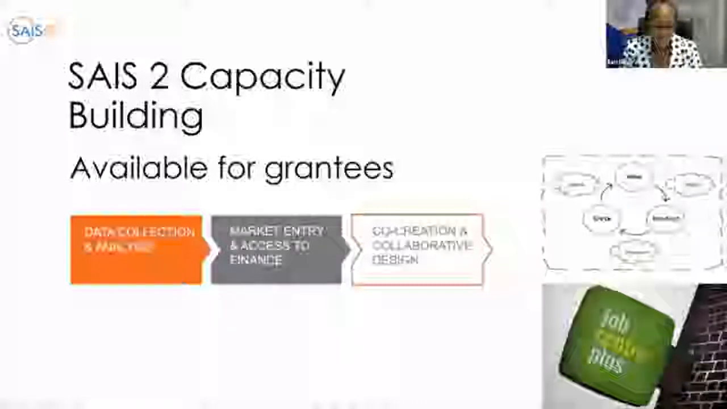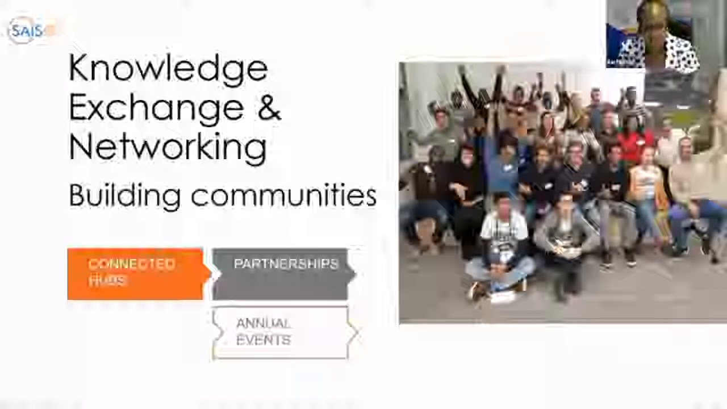The third mechanism SAIS 2 promotes is knowledge and networking, as the objectives of regional collaboration are hinged on a strong networked community. SAIS 2 has established a platform of hubs in the region, supported by the national focal points and other international experts. This platform is called Connected Hubs, and it serves to provide startups with access to training and opportunities such as soft landings.